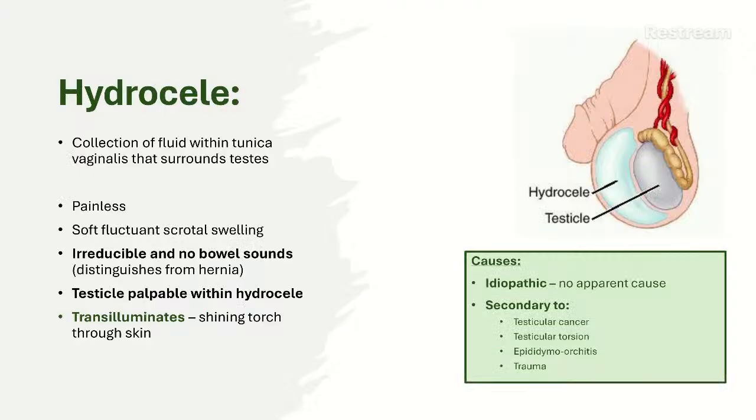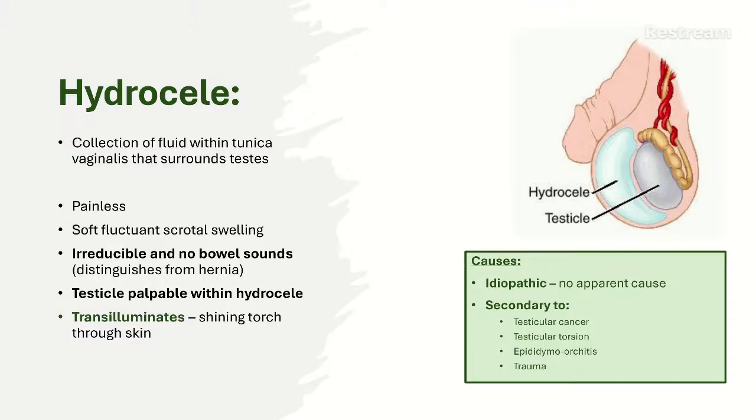So now let's have a quick look at scrotal lumps, starting with hydrocele. So what is a hydrocele? A hydrocele is a collection of fluid within the tunica vaginalis which surrounds the testes. On the image right here, you can see there's just a collection of fluid. Usually they're painless and fluctuant, so they can vary in size. They're soft and irreducible, and they don't have bowel sounds when you listen with your stethoscope, which differentiates them from hernias. Sometimes you can palpate the testes within the hydrocele. In MCQs, they typically transilluminate, so you put your torch on them and they transilluminate. That's usually the key buzzword that you're thinking of.